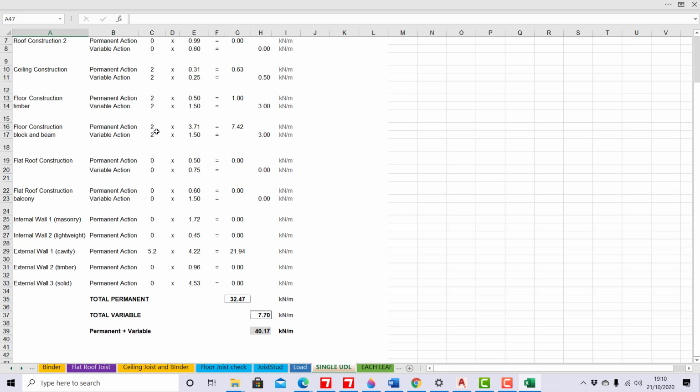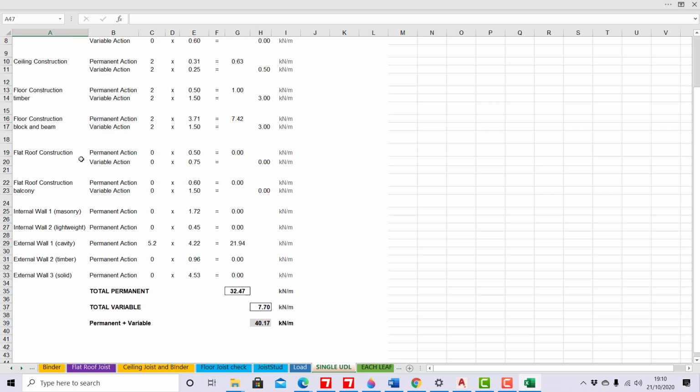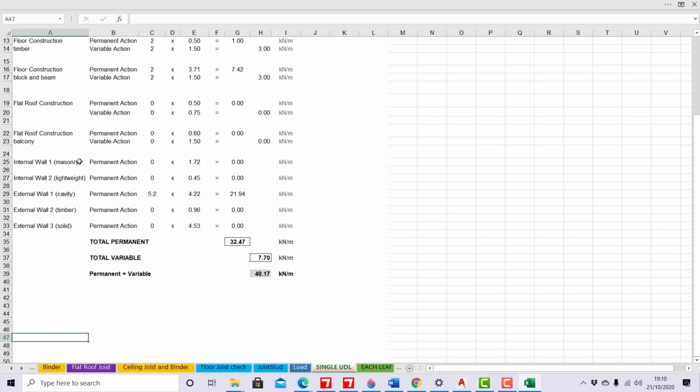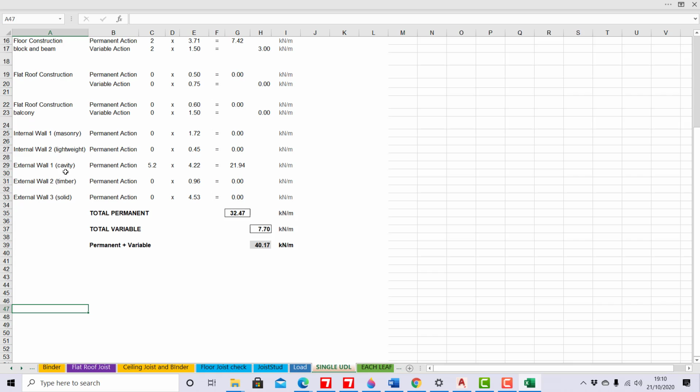Your block and beam, there's your dead load, 3.71. There's your live load, or variable action, talking old money. No flat roof load, remember, so that's not there. And then you go to your cavity wall, external cavity wall, 5.2 times 4.22. It's only dead load, only permanent load. So those are your numbers.